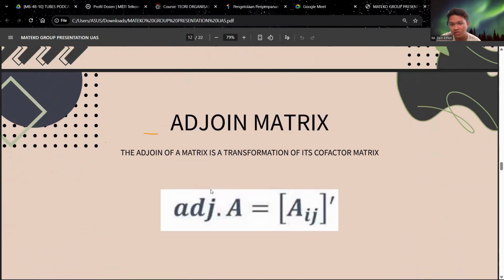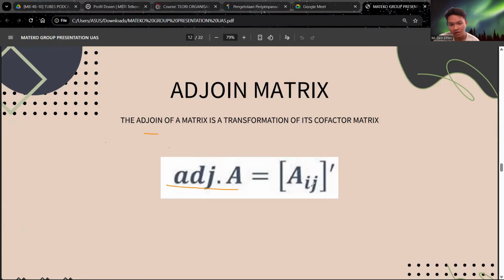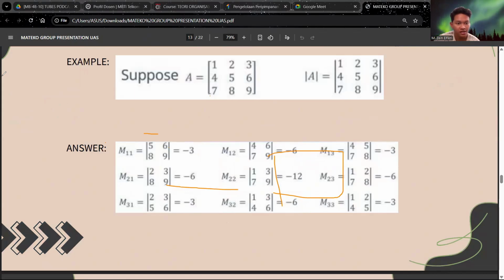Then we continue to the adjoint matrix. So what is the meaning of adjoint? The adjoint of a matrix is the transpose of its cofactor matrix. We have this solution: adjoint A times A, then we have this. Okay, we continue directly to the example.